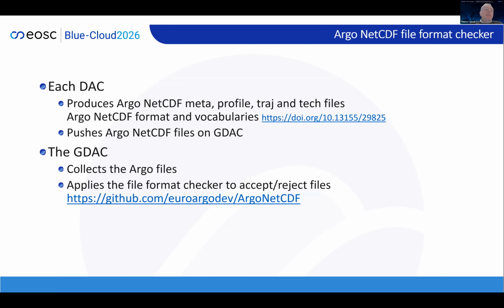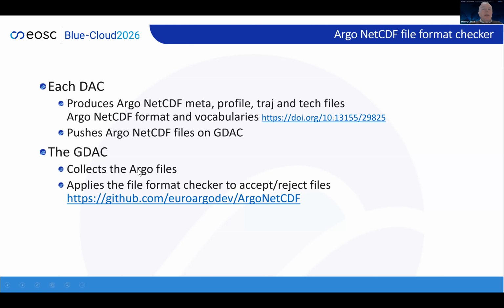The work of a data assembly center is to produce Argo netcdf files for metadata, for vertical profiles, for trajectories, and for technical data. So they work on the Argo netcdf format and vocabularies, and these are published in this document. And this document is typically updated once a year because things change, things are improved, and we are continuously, regularly improving the system. The DAC pushes the Argo netcdf files to the GDAC.